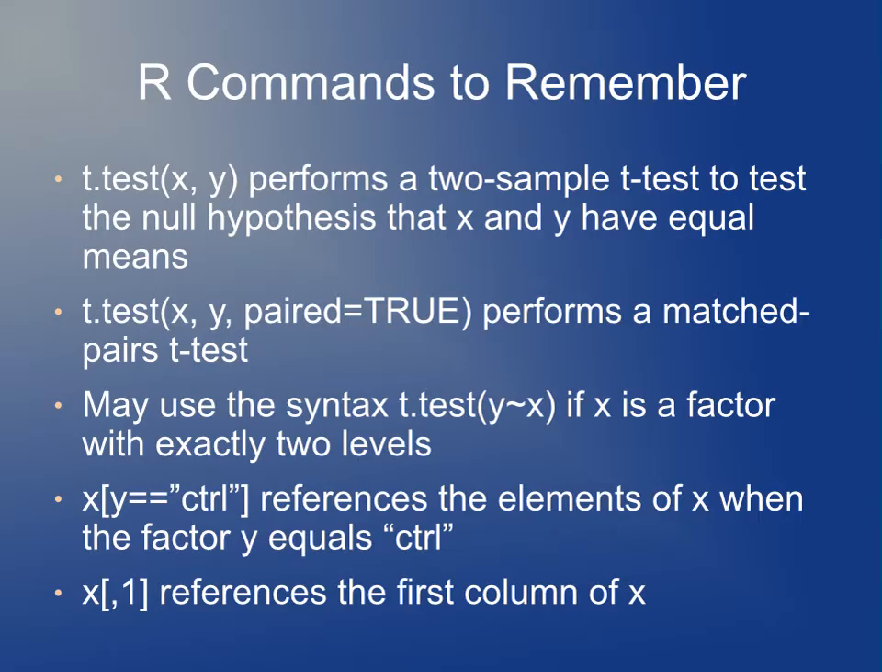In R, t.test(x, y) performs a two-sample t-test of the null hypothesis that x and y have equal means. If you add paired=TRUE, then it'll perform a matched pairs test, and you can use the syntax t.test(y ~ x) if x is a factor with exactly two levels. And if you want to reference only the controls in x, you can say x[y == controls], or whatever the case may be. If you go x[,1], that'll give you the first column or the first row or things like that.